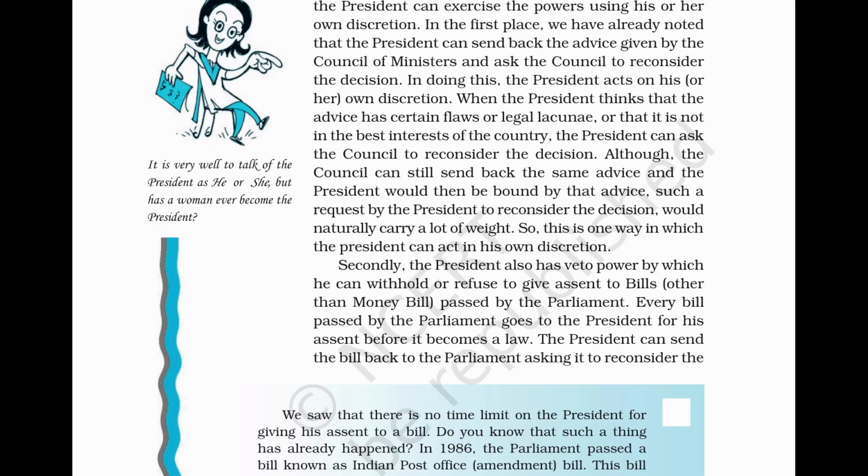If the president thinks that the advice has certain flaws or some legal lacuna and it is not in the good interest of the country, president can definitely ask the council, please reconsider your decision. But the issue is that council may or may not reconsider and may send back the same advice. So in the second instance, the president will be bound to consider that advice only which was given by the council of ministers. लेकिन at least in the first instance, जहाँ पर वो अपने discretion में काम कर सकते हैं.